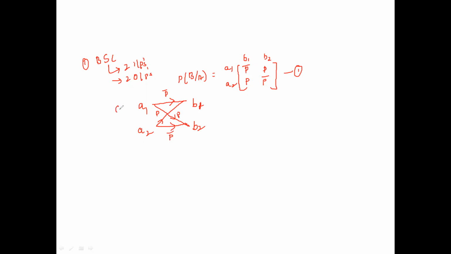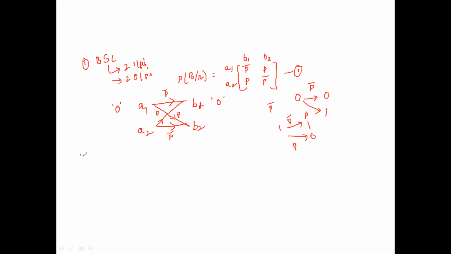Suppose I am transmitting 0. If 0 is transmitted and 0 is received, then the probability is P bar. If 0 is transmitted and I receive 1, I write that probability as P. Similarly, if I am transmitting 1 and receiving 1, then it is P bar. If I am transmitting 1 and receiving 0, then its probability is P. Such a channel we call a binary symmetric channel.